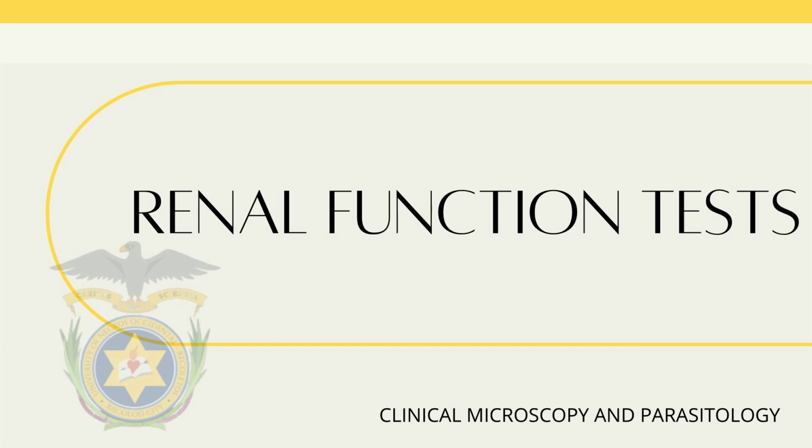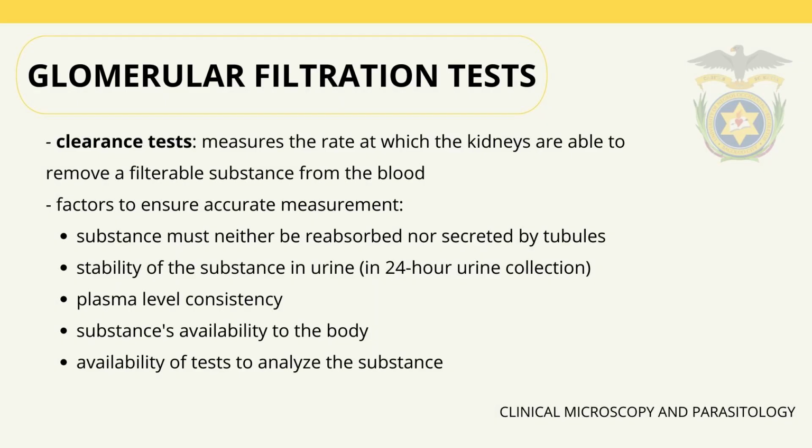Next, we shall discuss renal function tests. First, the glomerular filtration tests or the clearance tests. These measure the rate at which the kidneys are able to remove a filterable substance from the blood. The factors of a substance that ensure accurate measurement are as follows. The substance must neither be reabsorbed nor secreted by the tubules. It should be stable in urine for up to 24 hours. Its level should be consistent in the plasma, and it should be available in the body. We should also consider the tests available to analyze such substance.